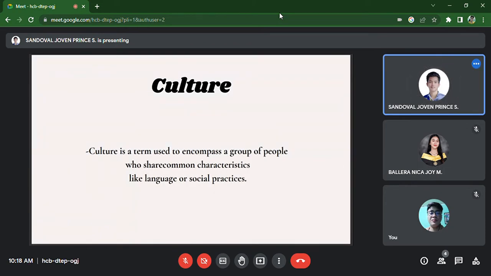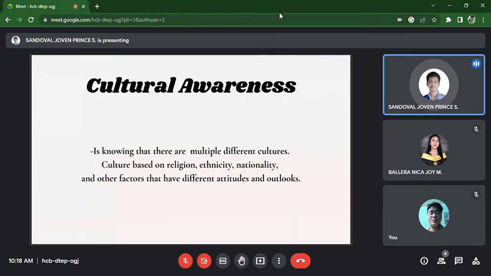Before we talk about how to communicate through cultures, we must first consider what culture means to us. Culture is a term used to encompass a group of people who share common characteristics like language or social practices. So culture is our way of life. Being aware of your culture is a big part of understanding someone else. That is cultural awareness.